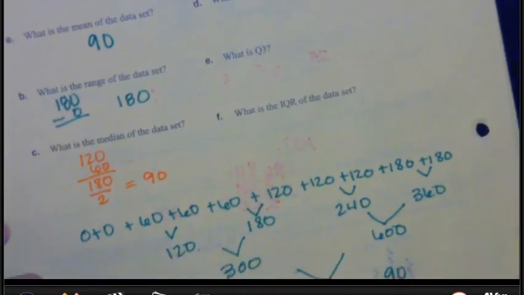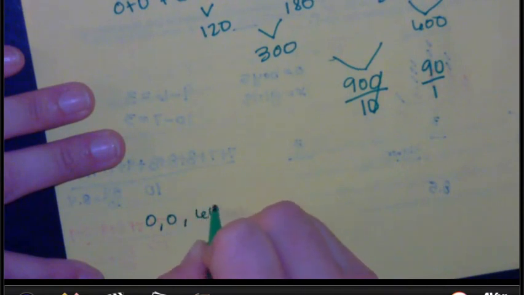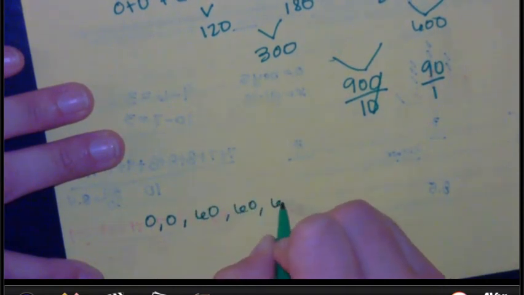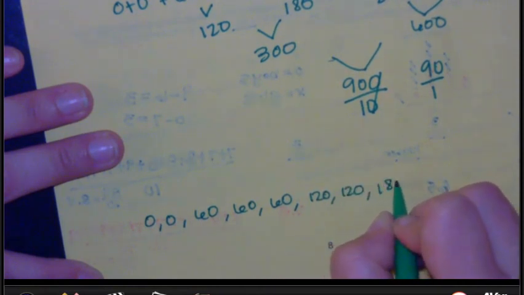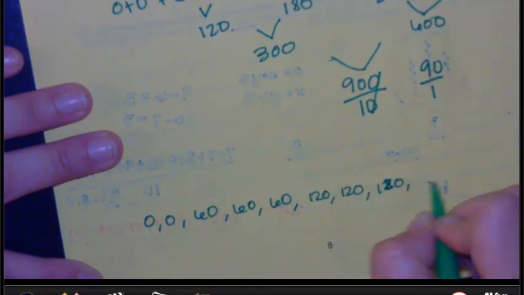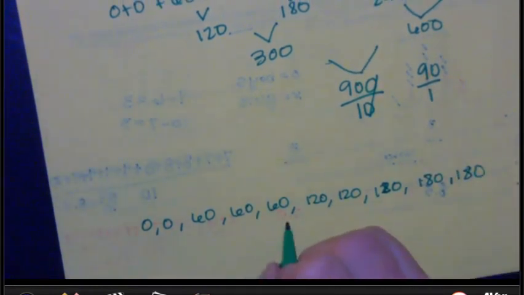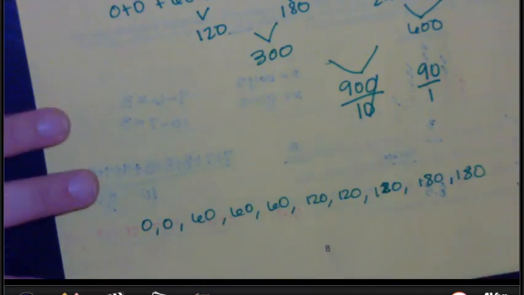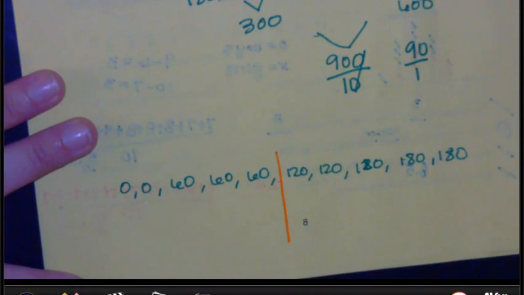All right, what is Q1 and Q3? We'll define these numbers. I need to put them in order from least to greatest, and I've already done that right here, but I'm going to move it down here so I can see a little bit easier. 60, 60, 120, 120, another 120, 180, 180. Three 60s, three 120s, and three 180s. And I know that between 60 and 120 right here is my median.